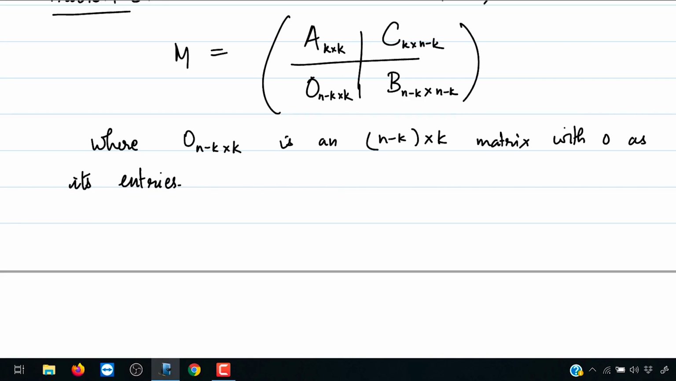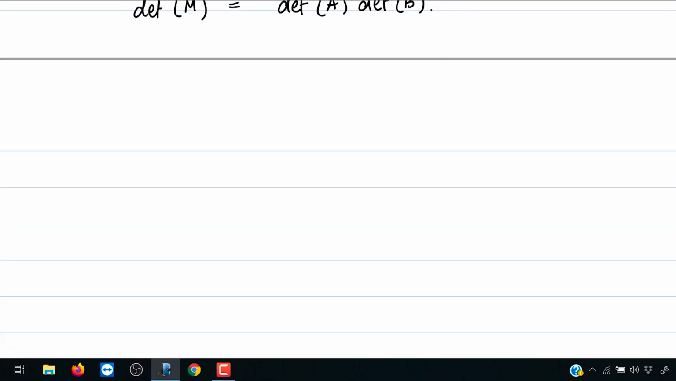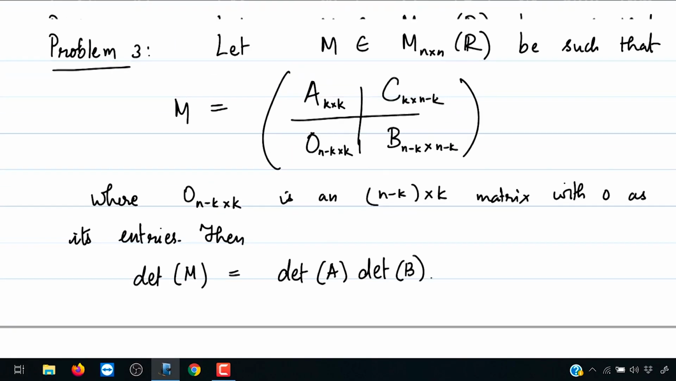Okay, so then what is the problem? The problem is to establish that then determinant of M is equal to determinant of A times the determinant of B. So we have used this problem crucially in some of the theory that we have developed. So let's give a proof of this. So let's see how this particular statement can be proved.